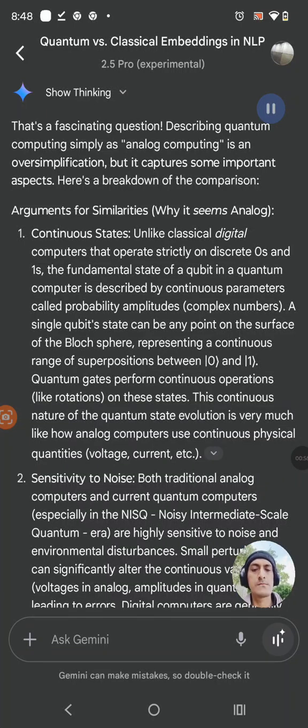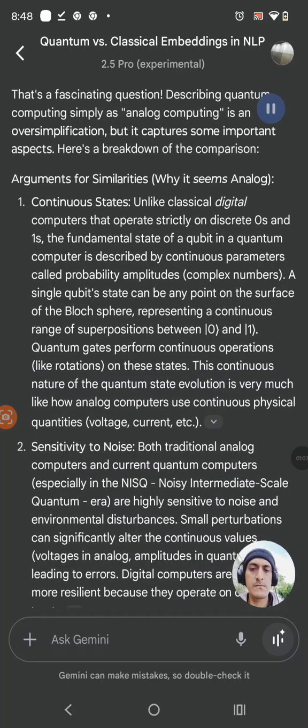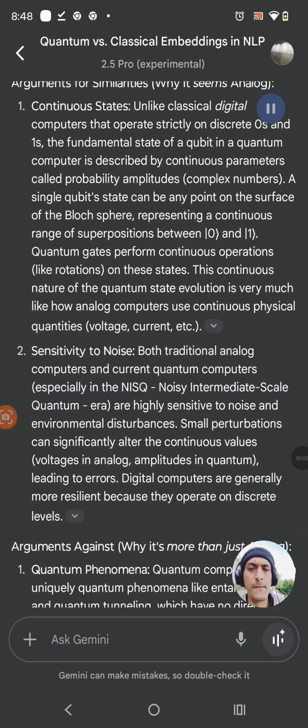This continuous nature of the quantum state evolution is very much like how analog computers use continuous physical quantities, voltage, current, etc. 2. Sensitivity to noise. Both traditional analog computers and current quantum computers, especially in the NISQ, noisy intermediate scale quantum era, are highly sensitive to noise and environmental disturbances. Small perturbations can significantly alter the continuous values, voltages in analog, amplitudes in quantum, leading to errors. Digital computers are generally more resilient because they operate on discrete levels.